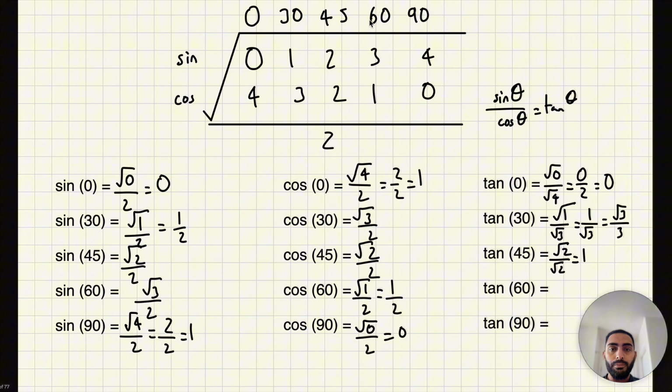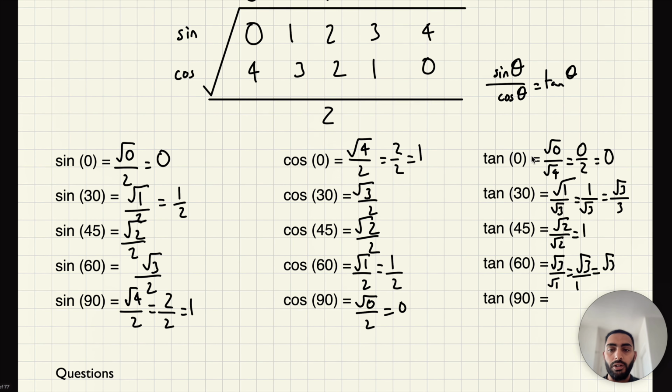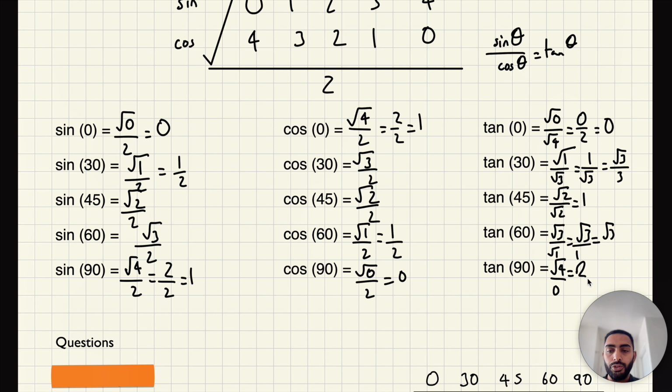For tan of 60, I've got root 3 over root 1. Root 3 can't be simplified, and root 1 is just 1, so it's root 3 divided by 1, which is just root 3. For tan of 90, it's root 4 divided by root 0. So root 4 over 0. Root 4 is 2, and 2 divided by 0, you can't answer, it's undefined, or you could think of it as infinity. So there is no answer to that one.